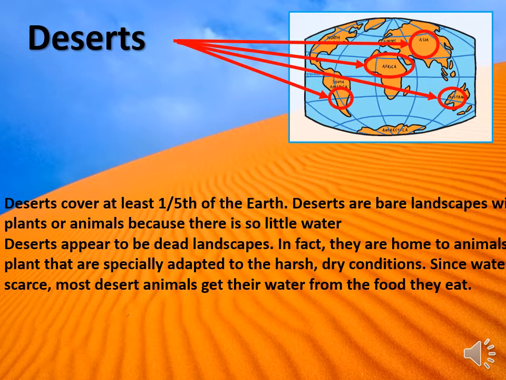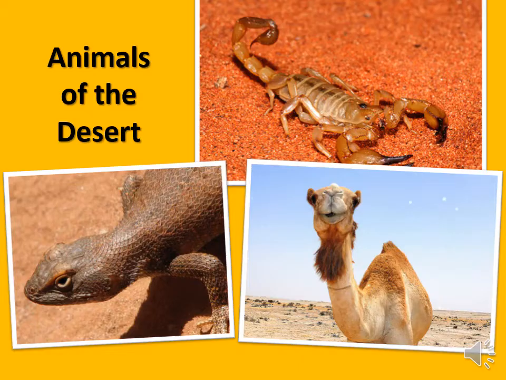So the deserts basically have very little rainfall. So the animals and plants that live there have adaptations, changes in their bodies that allow them to drink less water and survive for a longer time. Some of the animals found in the deserts are scorpions, lizards, camels. There are rats also, hyenas also, there is the Arabian oryx also, there are many other animals.